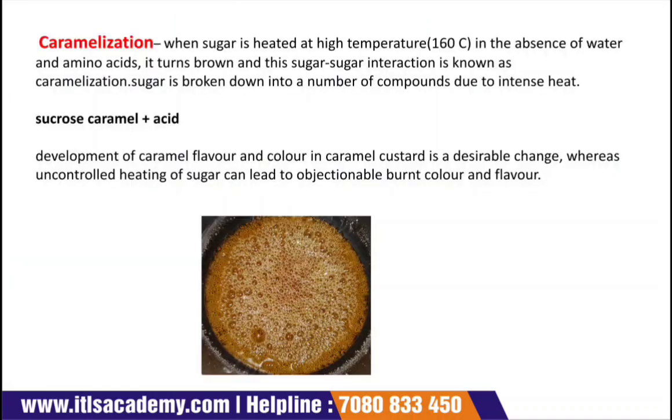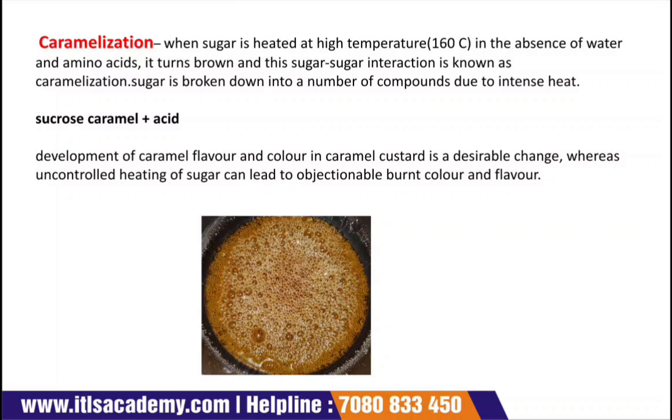Now coming to the caramelization. So when sugar is heated at a temperature of 160 degrees centigrade, what is caramelization? We generally do caramelization at our home also. Whenever the sugar is heated at a very high temperature, around 160 degrees centigrade, in the absence of water and amino acid, it turns brown, and this sugar and sugar interaction is known as caramelization.